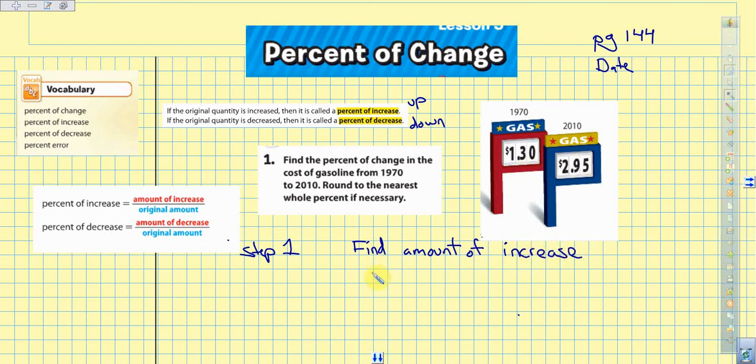Well, how do I do that? Basically with subtraction. $2.95, and we're going to subtract $1.30. Do that subtraction and you're going to get $1.65. So our gas price from 1970 to 2010 increased by $1.65.